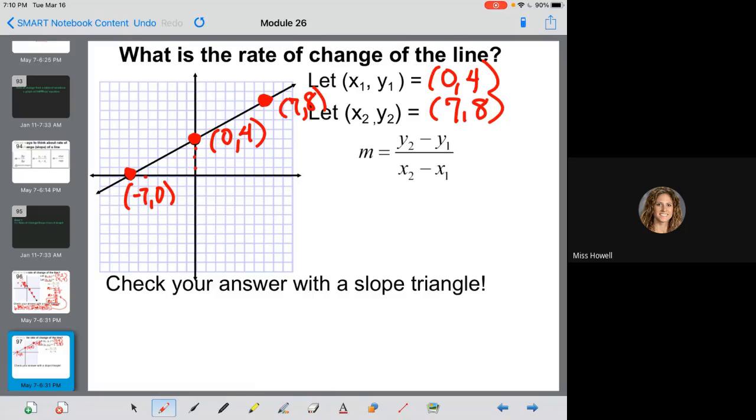All right, let's substitute in. M equals 8 minus 4 over 7 minus 0. Let's do our subtract, and then we'll think about whether or not it can be simplified. So 8 minus 4 would give us a 4. 7 minus 0 is a 7. A positive divided by a positive is still going to be a positive, so we know the sign isn't going to simplify.